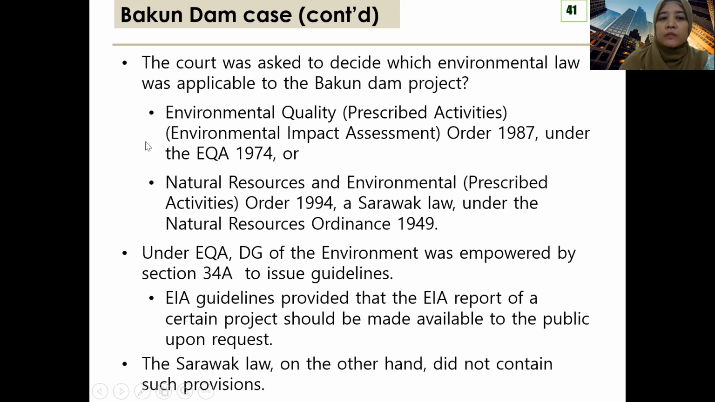Okay, now the difference between these two laws, the federal environmental law and the state environmental law. Under EQA, the Director General of Environment was empowered by Section 34A to issue guidelines, and the EIA guidelines provided that the EIA report of a certain project should be made available to the public upon request. The Sarawak law, the Natural Resources and Environment Order 1994, did not contain such provisions yang mengatakan EIA must be displayed, must be made available to the public.